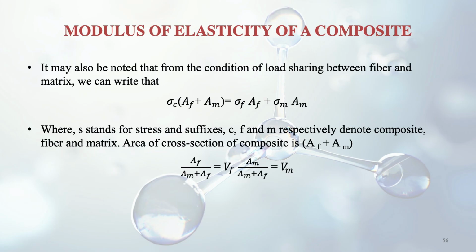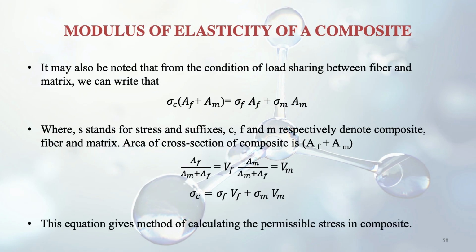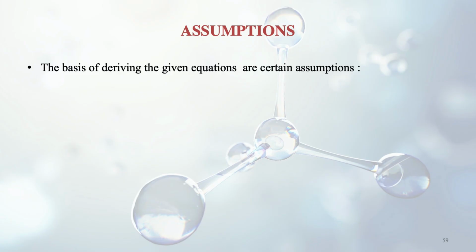Then we can also write sigma C is equal to sigma F into VF, because AF and VF are equal since the length was taken as unity earlier, plus sigma M into VM. So sigma C is equal to sigma F into VF plus sigma M into VM, and this equation can help us in calculating the permissible stress in the composite. The earlier one was for determining the modulus of elasticity of the composite.